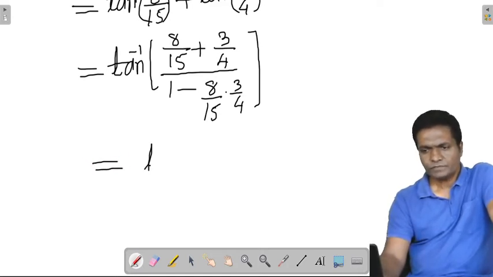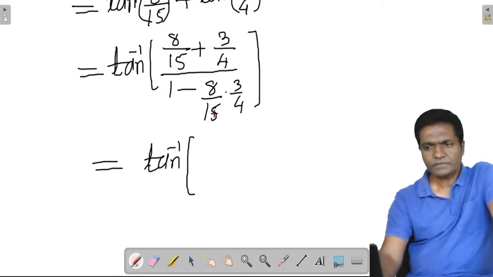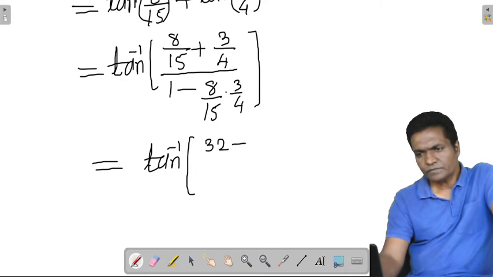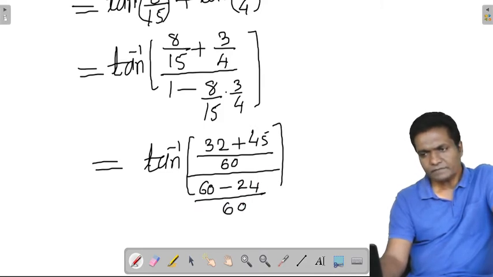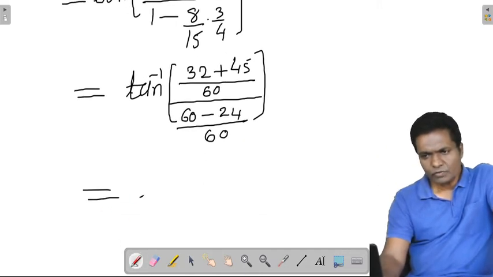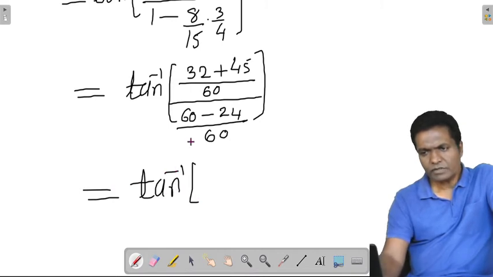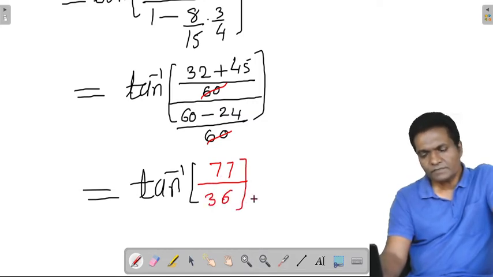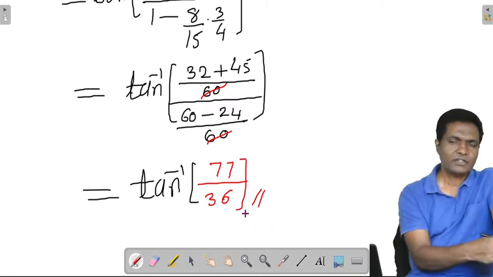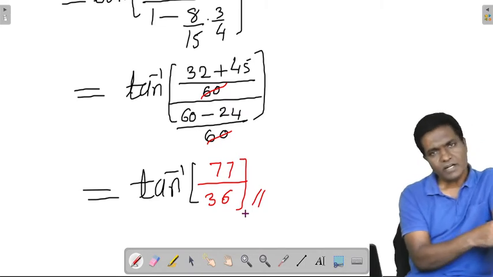Which equals tan inverse of: 8 fours are 32, 15 threes are 45, divided by 60. Similarly the denominator is 60 minus 8 threes are 24, divided by 60. Which equals tan inverse of: the 60s cancel, in the numerator you are left with 77, in the denominator 60 minus 24 is 36. So this is your required result. The only thing is converting sine inverse and cos inverse in terms of tan inverse.